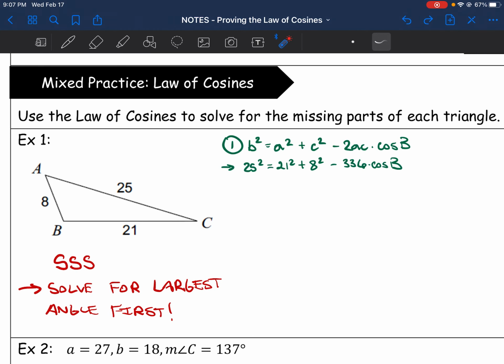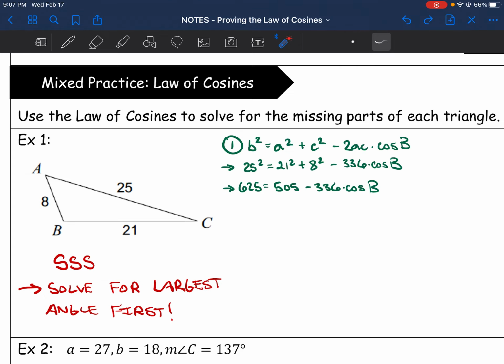Let's start plugging in some pieces here. We plug in 25 for B, 21 for A, 8 for C. I went ahead and did this calculation here: 2 times AC, so that's 2 times 21 times 8, and that gets us 336. Now we're just going to do some simplifying. 25 squared is 625. 21 squared plus 8 squared, I did this piece all together, gives us 505. And then minus the 336 times the cosine of B.